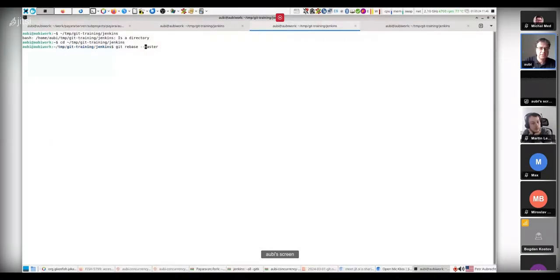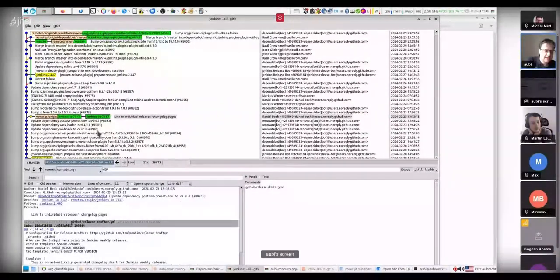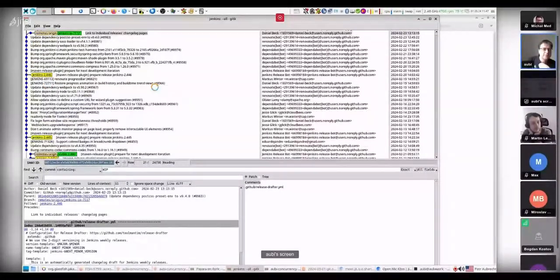One of those things which I never do from the command line, I do it from NetBeans always. So you see, this is the situation, and refresh, and this, come on.